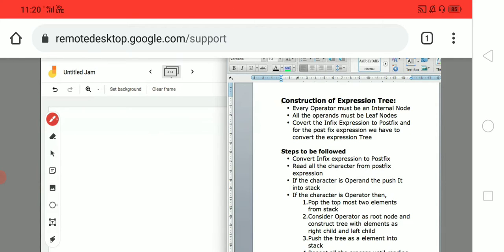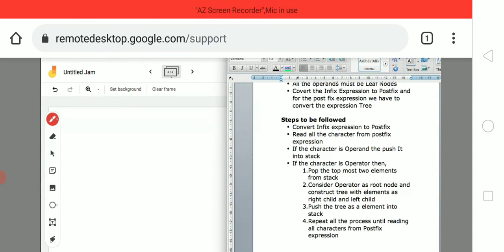Convert the infix expression to postfix expression, and for the postfix expression we have to construct the expression tree. So we already know what is infix and what is postfix. In previous videos also you learned about this thing. If you have any doubts in this topic, go and check once. So to construct a tree, first we have to convert an infix expression to postfix. Then it is easy to construct a binary tree with the help of expression.